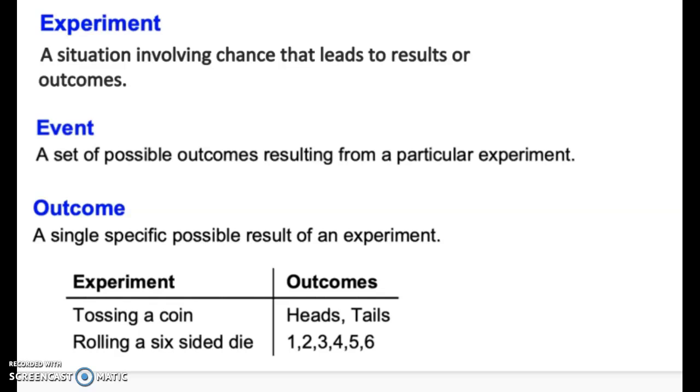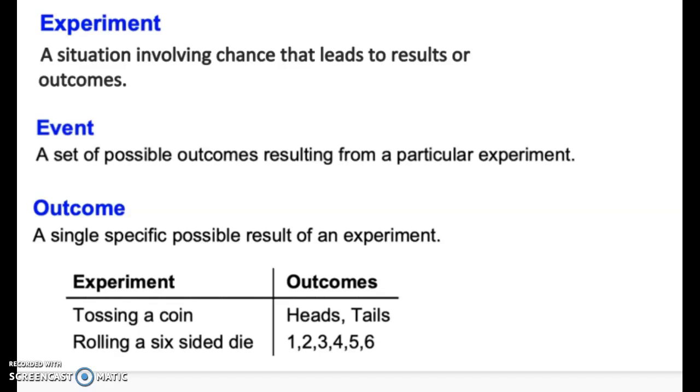Experiment. So an experiment, when we're talking about probability, is defined as a situation involving chance that leads to results or outcomes. An event is a set of possible outcomes resulting from a particular experiment. Outcome is defined as a single specific possible result of an experiment.